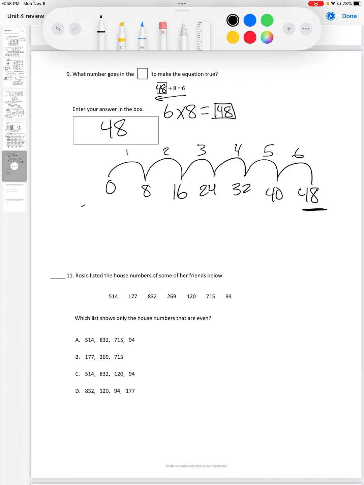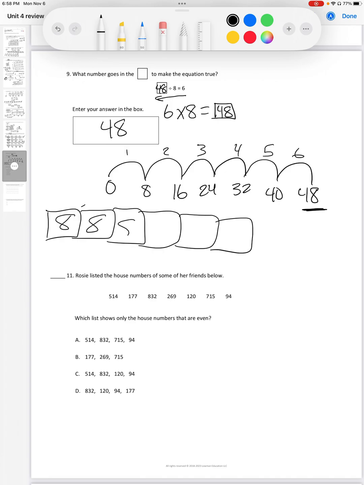Another way you could solve this would be to make 6 groups, put 8 objects in each group, and then add those together. 8 and 8 is 16, 16, 16. And keep putting those together until you come up with 48. A lot of kids like drawing arrays. I'm not going to draw one here because I'm out of space, but that would be 6 rows with 8 objects in each row, and then they like to either count the dots or skip count from there, and that would bring you to 48 also.